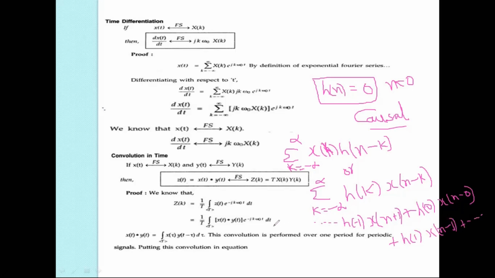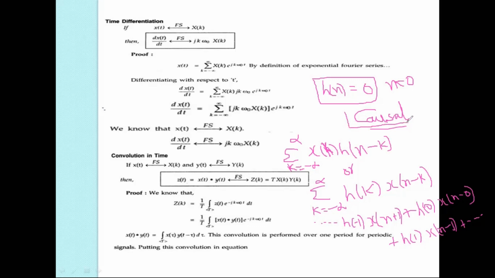It is a function where I'm taking all the negative values. I'm showing here only the minus 1, 0, and 1. Substituting k is equal to minus 1 here, h of minus 1, x of n minus of minus 1 becomes x of n plus 1, plus h of 0, x of n minus 0, plus h of 1, x of n minus 1.